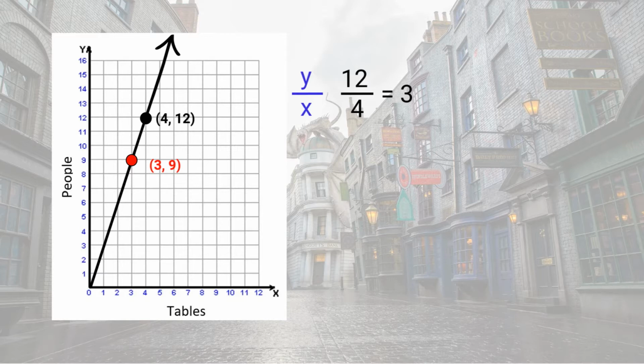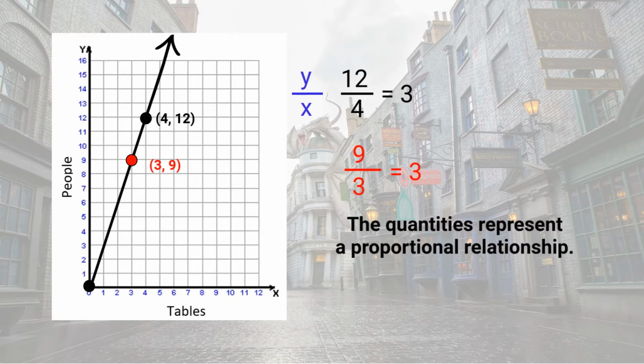He took the next point, 3,9, and also wrote it as y over x. So he did 9 divided by 3, which also equals 3. Since both points have the same constant of proportionality, and the line goes through the origin, that means that this is a proportional relationship.